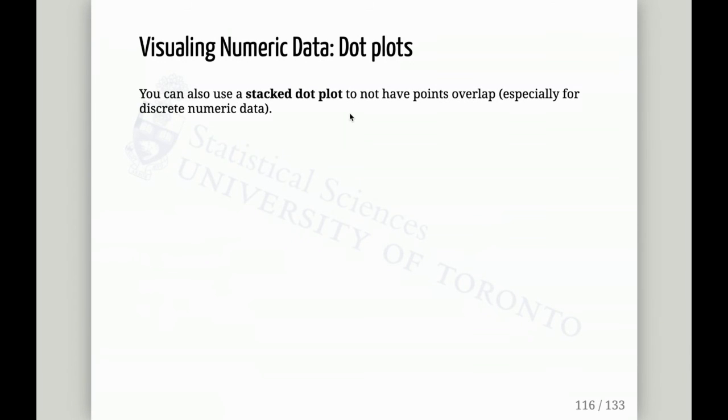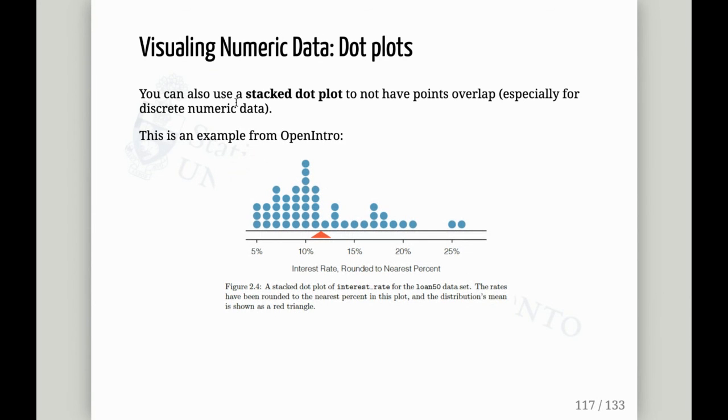You can also do a stacked dot plot, so points don't overlap. And this is especially useful for discrete numeric data. So like if you don't want all of these points to just fall down here, you can stack them on top of each other.